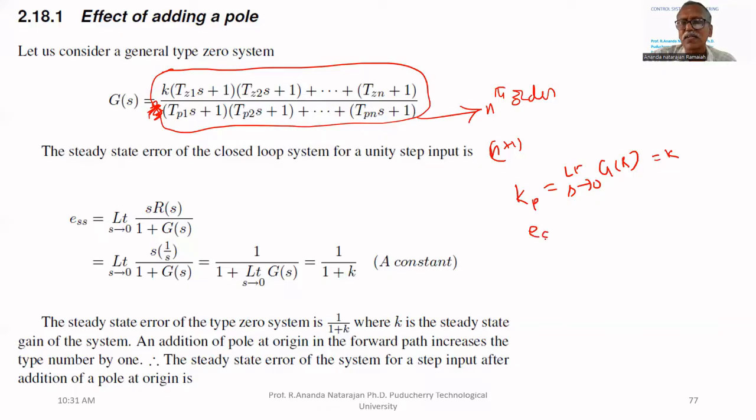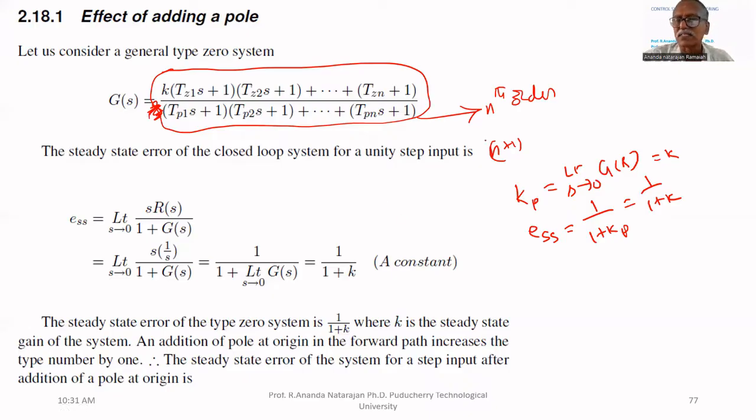What is the steady state error? Steady state position error for a type 0 system is 1 by 1 plus Kp, by formula. That is 1 by 1 plus K. Am I correct or not? For a type 0 system, steady state error will be there.